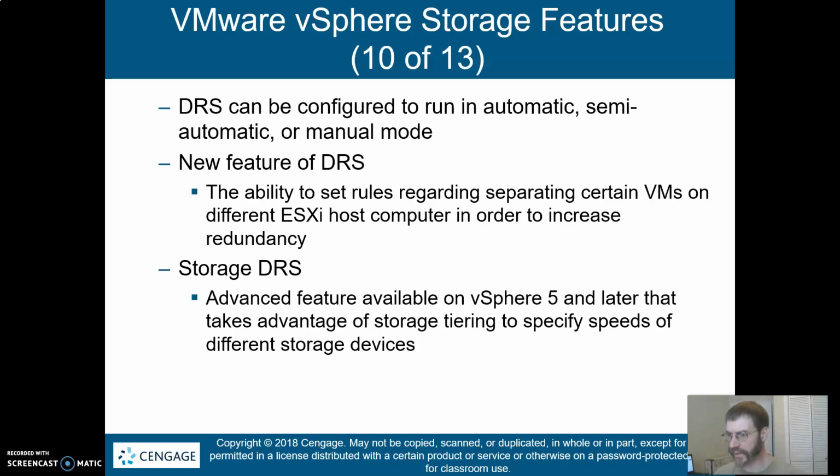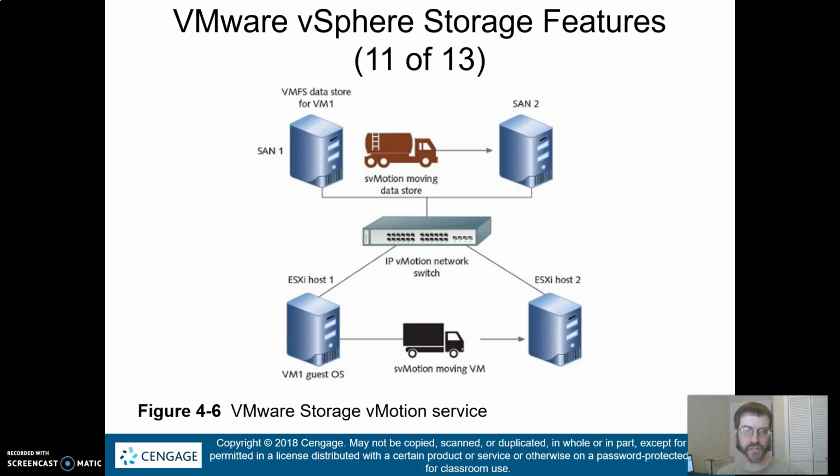And then we've got our vSphere storage features. It would kind of look like this. This is so vMotion can move your data store between one data store and another within the SAN. And vMotion can also move the VM through the VM network. So your vMotion network will be talking to your vSAN in the back end. And that's how it works.